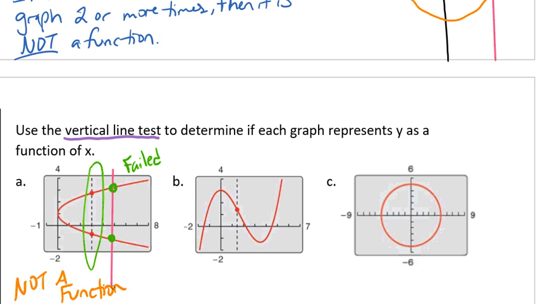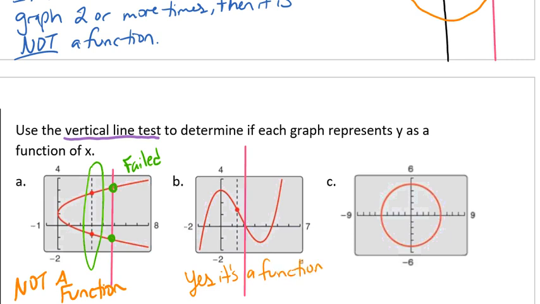So let's try the next one. So we'll go ahead and get our vertical line, and then we'll move it across. And if we look as we move it across, we see that it is only touching one time each. And so here we can say, yes, it's a function.